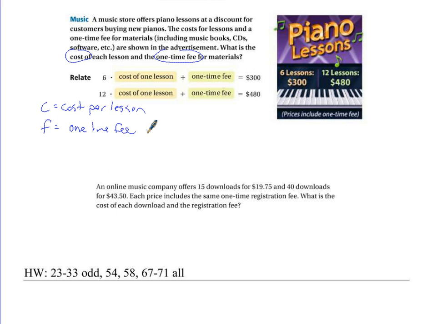Now the problem, if you look at this problem in the book, they give you this information right here to try to help you set this problem up. The sign right here tells you that 6 lessons cost $300. That's including the one-time fee. How do I know that it's including the one-time fee? Yeah, it says right there, prices include the one-time fee. Okay? So $300 like out the door is how we would say that. So I need to come up with some sort of expression or equation that says the stuff equals $300.